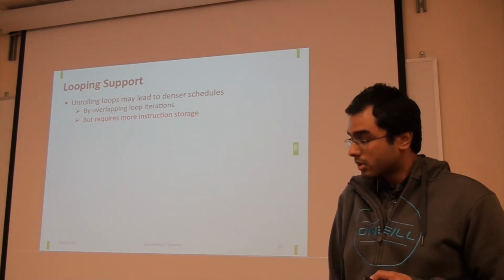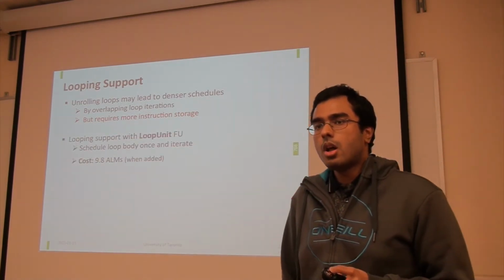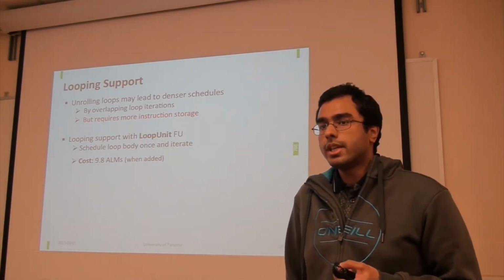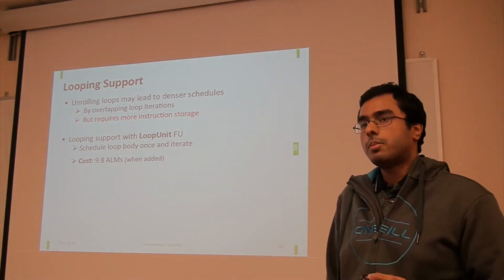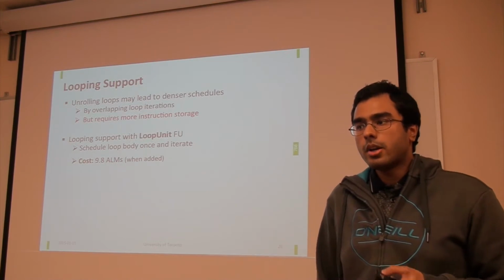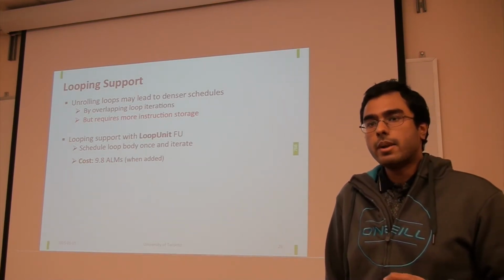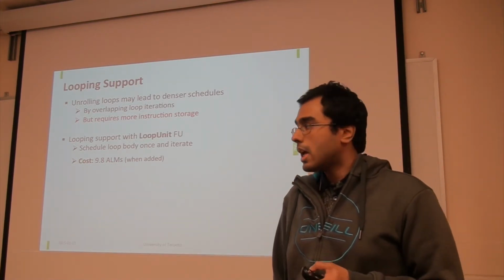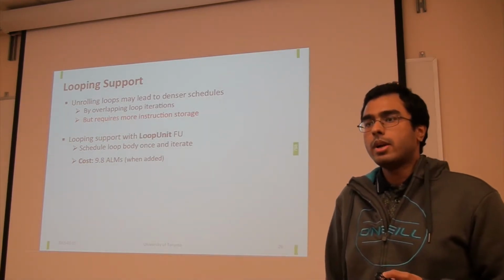We have implemented a small loop unit FU that allows tilt to execute a section of a schedule multiple times. This means that the body of the loop does not need to be unrolled and can be scheduled once. The loop unit FU, when it is added, costs only 9.8 ALMs.